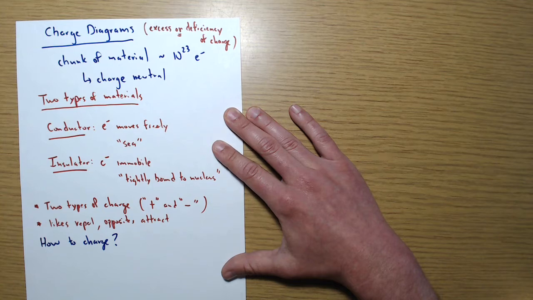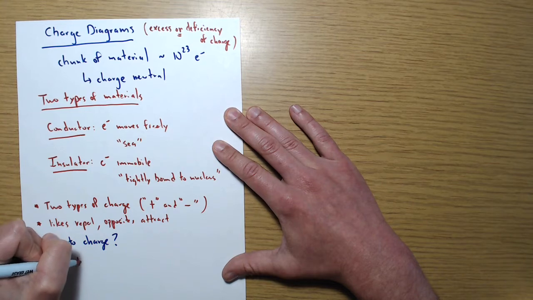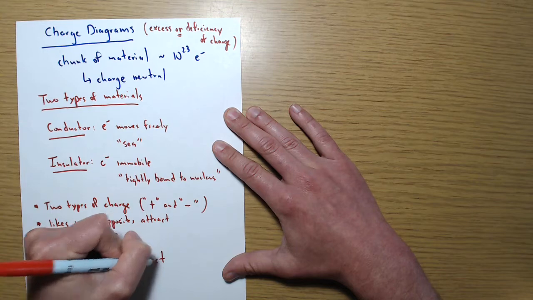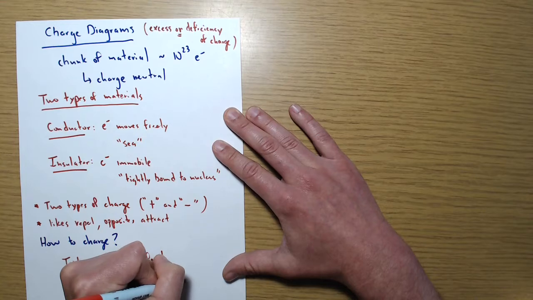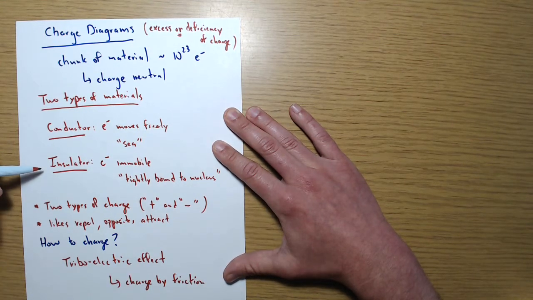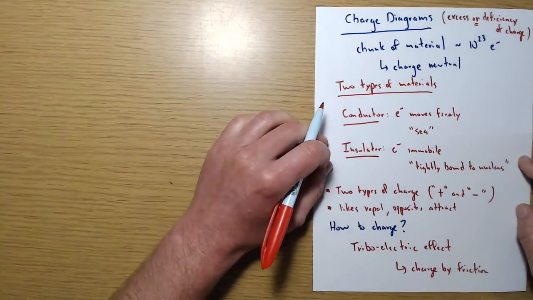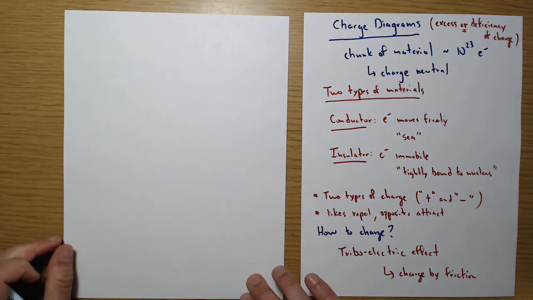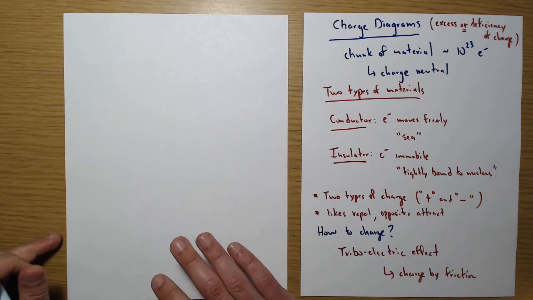Well, one way to charge an object is by what's called the tribo-electric effect. Now, this is a fancy name, but all this means is charge by friction. If I take two insulators and I rub them together, the insulator that has the higher electron affinity will be the one that becomes negatively charged. And the one that has a lower electron affinity, since it loses electrons, those electrons had to go somewhere, remember charge is conserved, becomes positively charged.